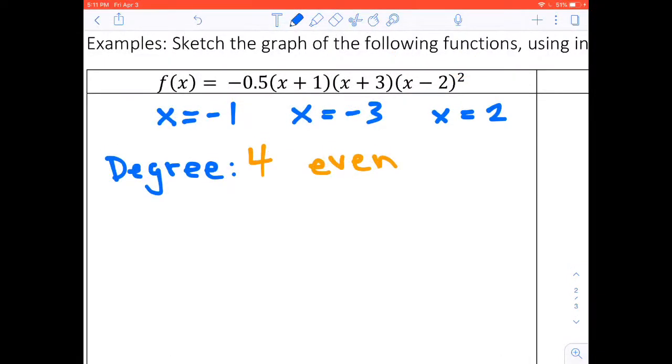So another important piece of information is the leading coefficient when we're sketching. The leading coefficient can be found if we expanded this entire polynomial out, but we wouldn't have to.